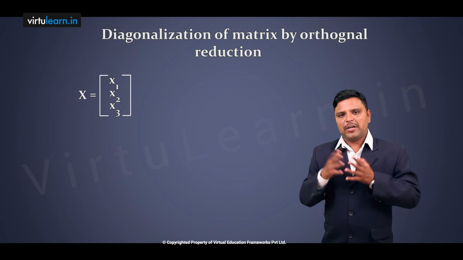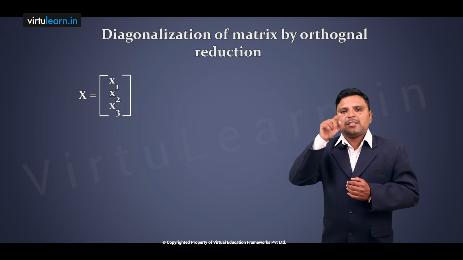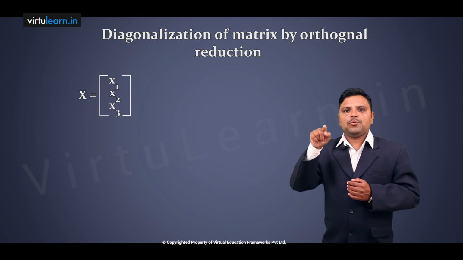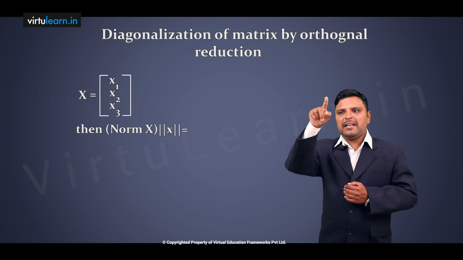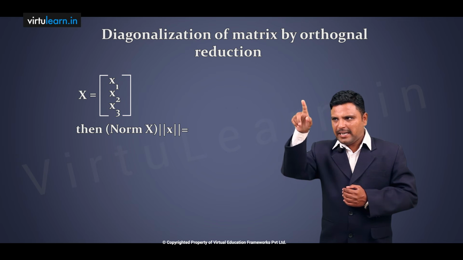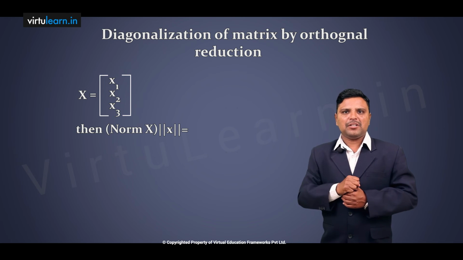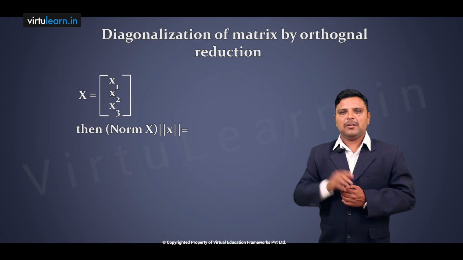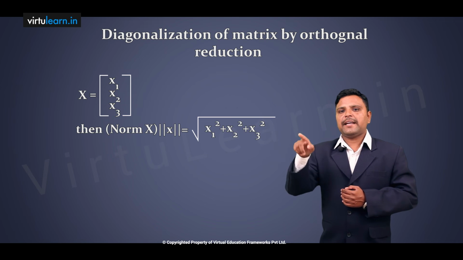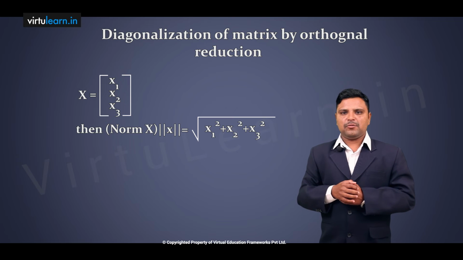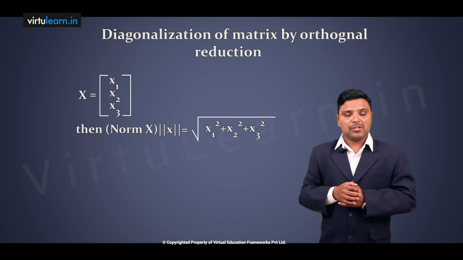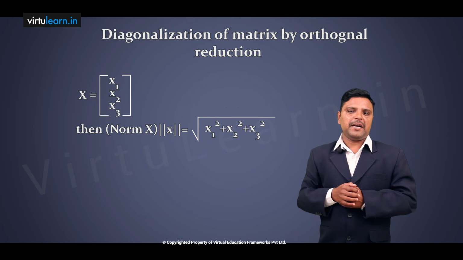Now, what is norm x1? I will explain. Suppose x1 is the eigenvector with elements x1, x2, x3. Norm x1 is denoted by two vertical lines, x1, and two vertical lines again. This is the notation of the norm. The formula is equal to the square root of x1 squared plus x2 squared plus x3 squared. This is norm x1. Like that you construct the normalized modal matrix.